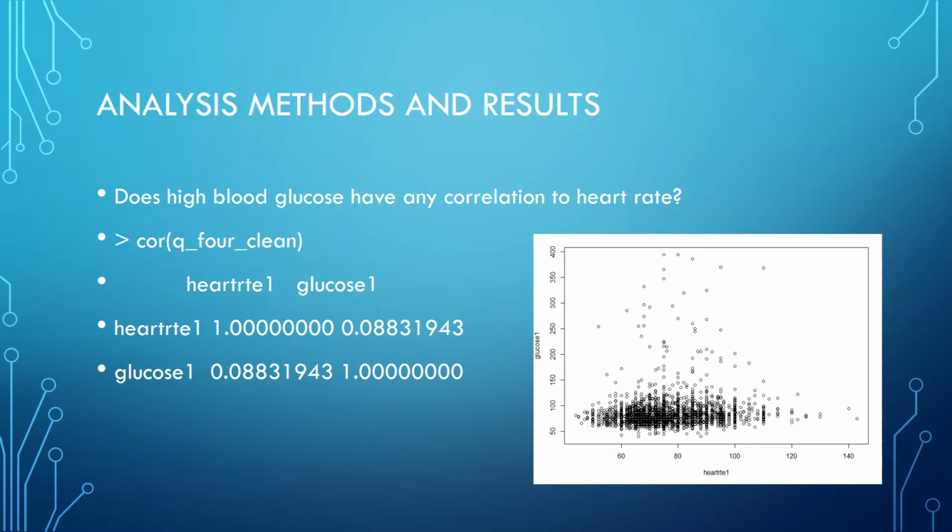Continuing with our analysis of high blood glucose levels, question number 4 asks, does high blood glucose have any correlation to heart rate? The data shows a very weak correlation coefficient of only 0.088. A visual look at the data via scatter plot affirms that indeed there is little to no correlation between high blood sugar and an elevated heart rate.